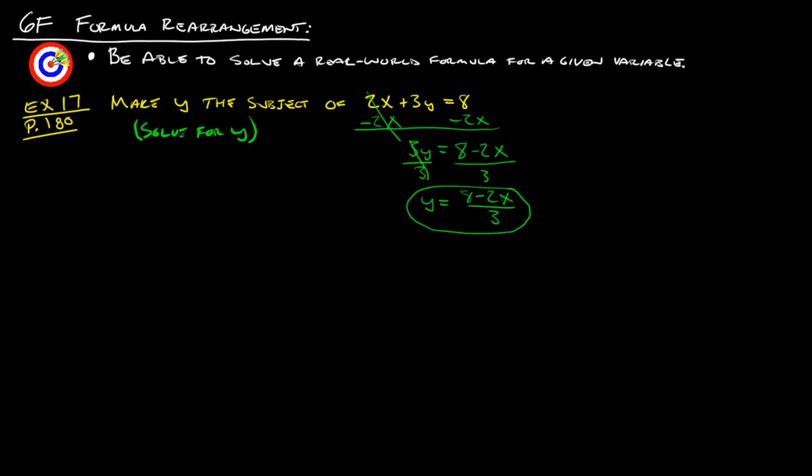Let's take a look at another example just to make sure we got it down, and then off you go. So let's take a look at example 19 from page 181. It says make x the subject of c equals m over x. So x is on the bottom, we want to get x on the top.